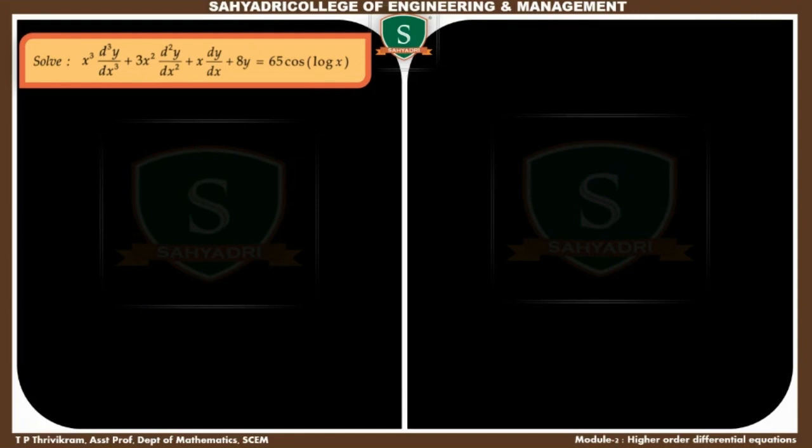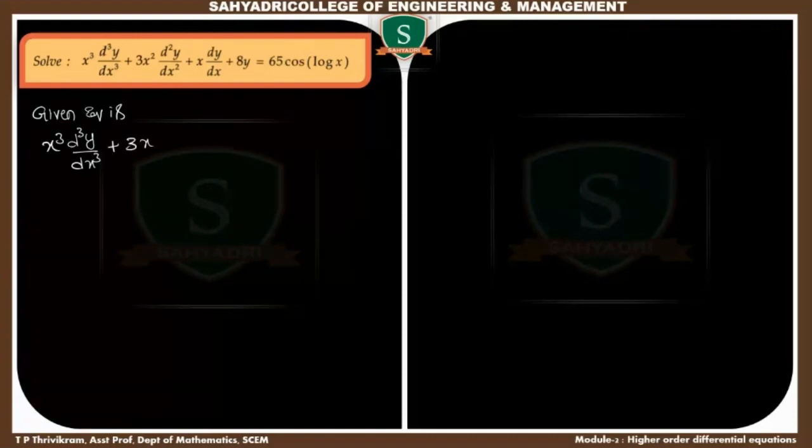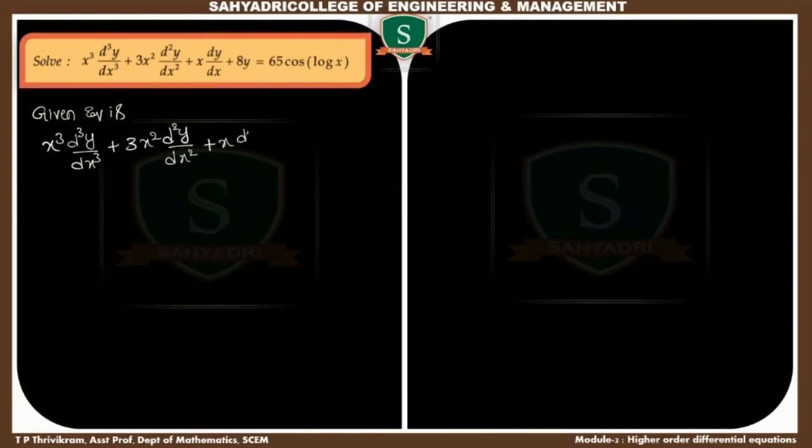So here, if you observe this problem, we have x cube d cube y by dx cube. So the given equation is x cube d cube y by dx cube plus 3x square d square y by dx square plus x into dy by dx plus 8y is equal to 65 cos log x.